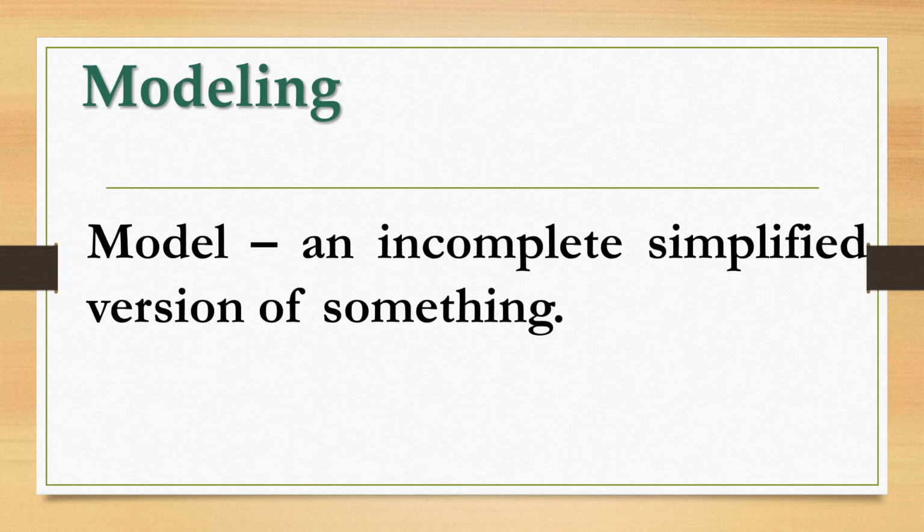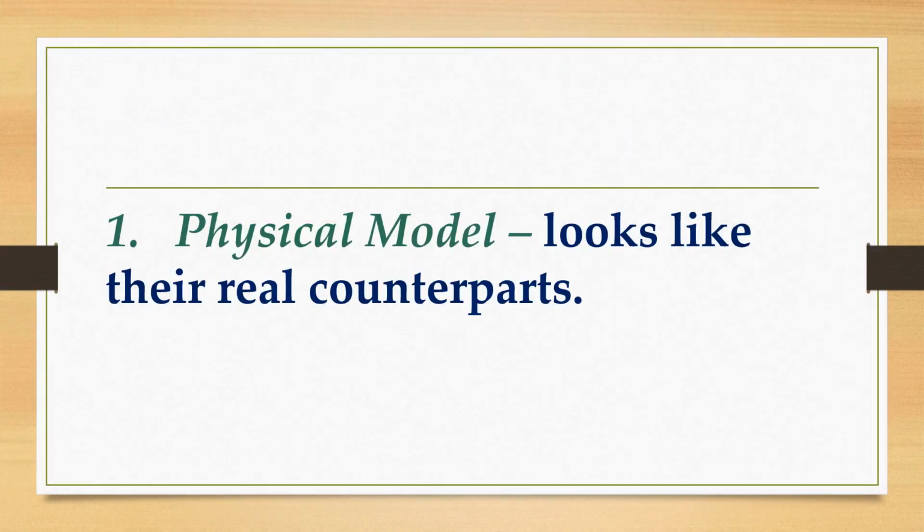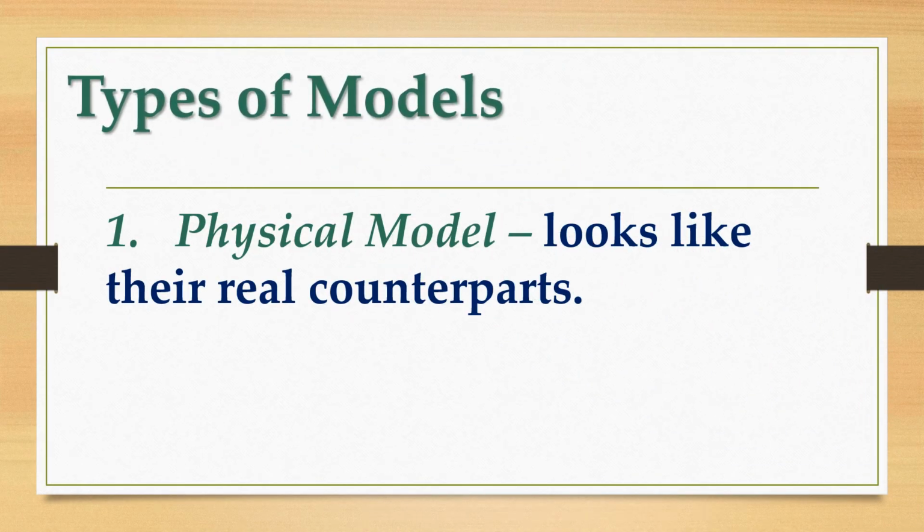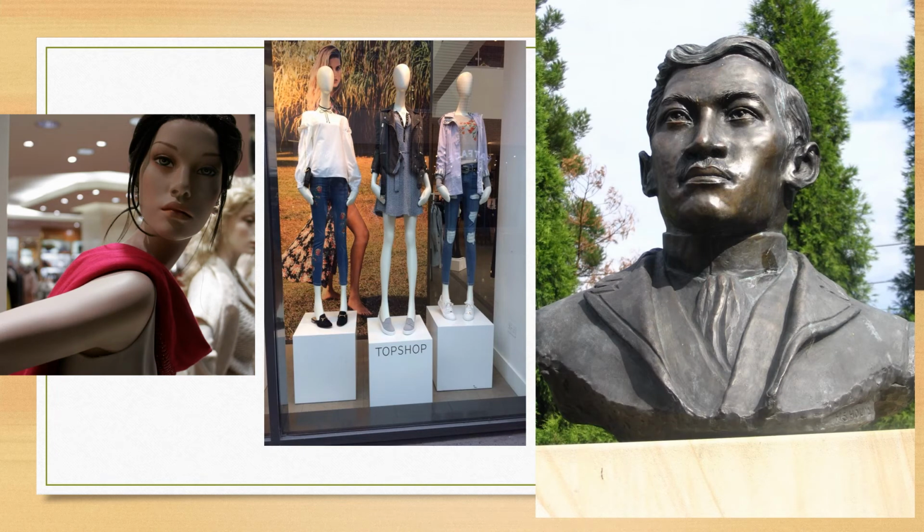A model is considered as an incomplete, simplified version of something. So it represents something, but of course, there will be differences. Kasi replica lang siya. Hindi siya yung mismong bagay, representation lang siya ng isang bagay. And there are different types of model. First one is physical model, which looks like their real counterparts. So here are the examples of physical model.